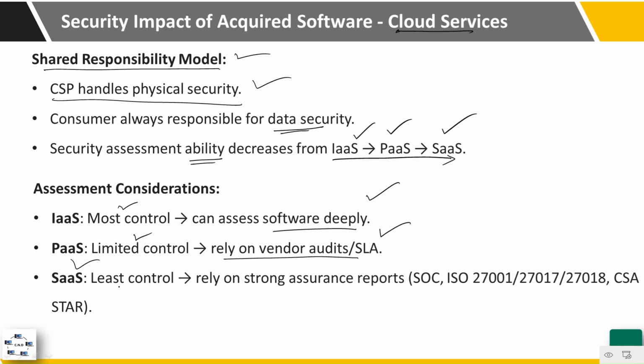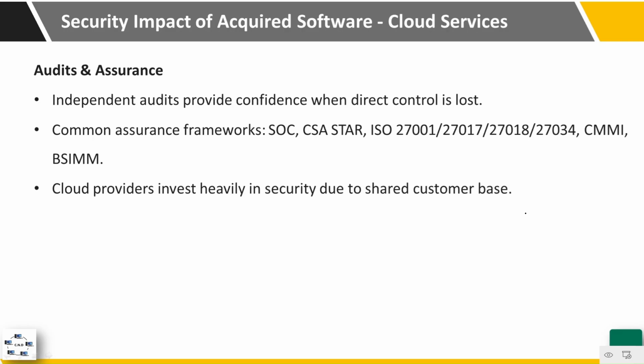And in software as a service, we have the least control and we mainly rely on strong assurance reports. Reports may include any of these types of reports. Audits and assurance of the cloud services.